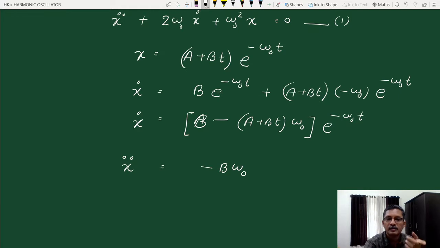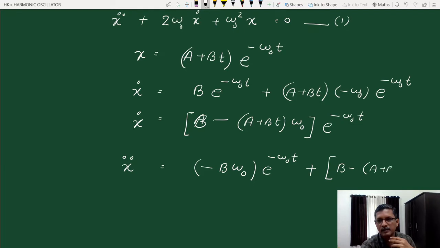Minus a times minus, you can open the bracket, there are two negative terms, minus a times omega 0, first derivative, next derivative will be 0, and you have minus b times omega 0 times t. So the first derivative you get is minus b times omega 0 into e raised to minus omega 0 t, plus the next term is first function into b minus a plus bt omega 0, this times minus omega 0 e raised to minus omega 0 t.